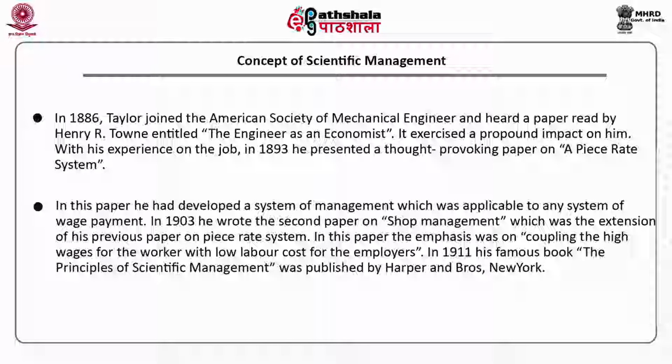In 1903, he wrote the second paper on shop management, which was the extension of his previous paper on the piece rate system. In this paper, the emphasis was on coupling high wages for the workers with low labor cost for the employers. In 1911, his famous book, The Principles of Scientific Management, was published by Harper and Bros, New York.